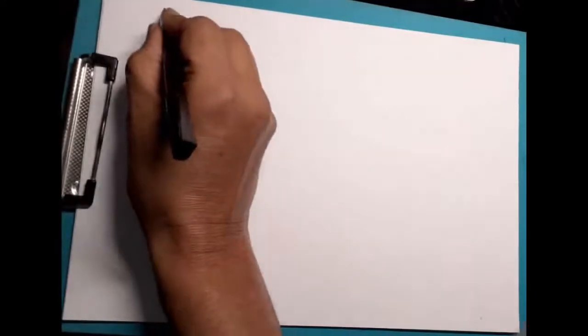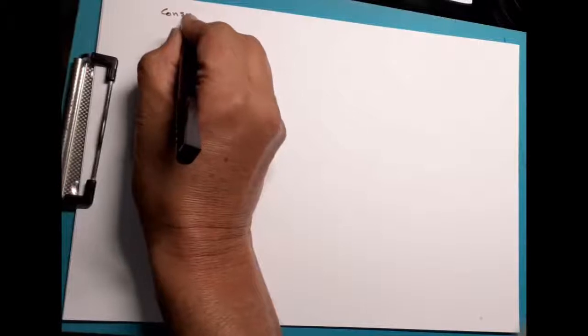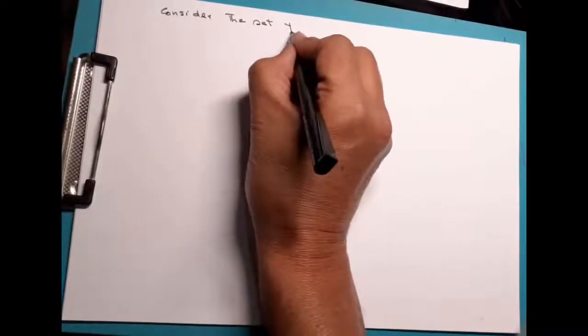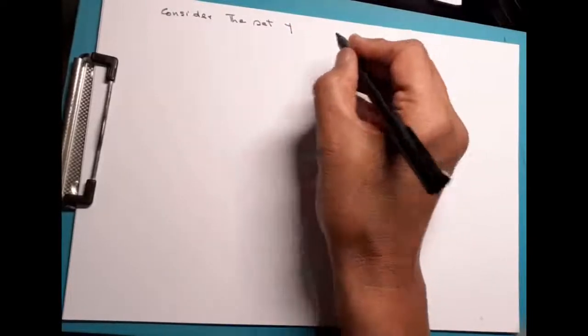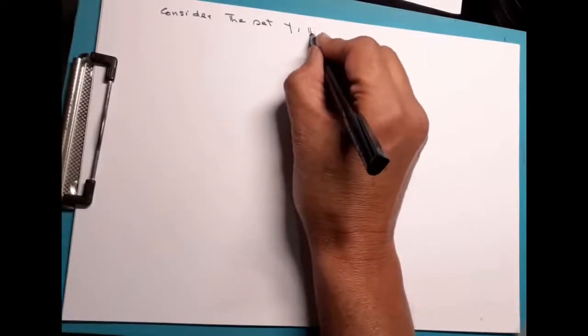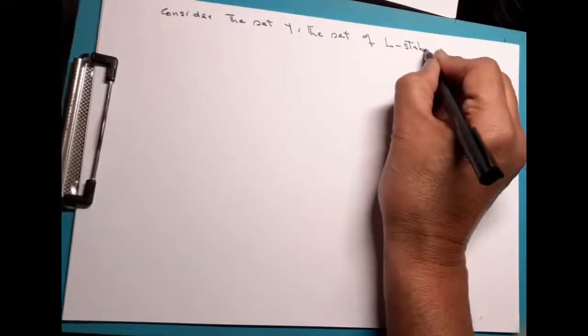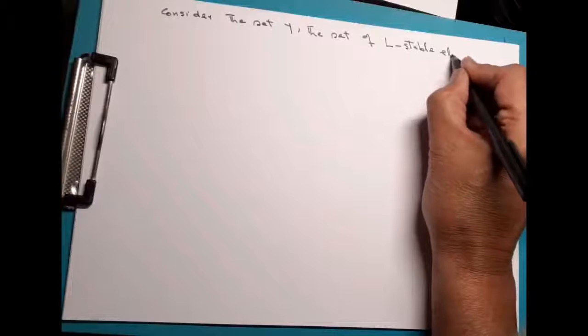So having defined this group action, we consider those elements of A which are L stable. So consider the set, let's write it as Y. So consider set Y, the set of L stable elements of A.